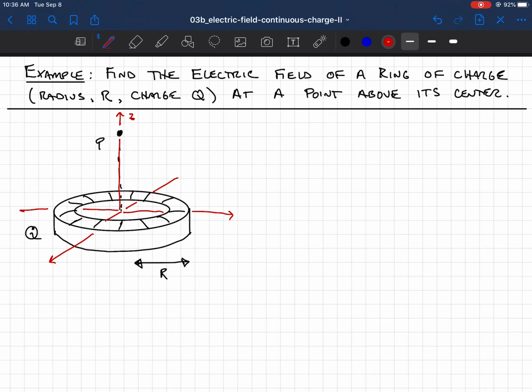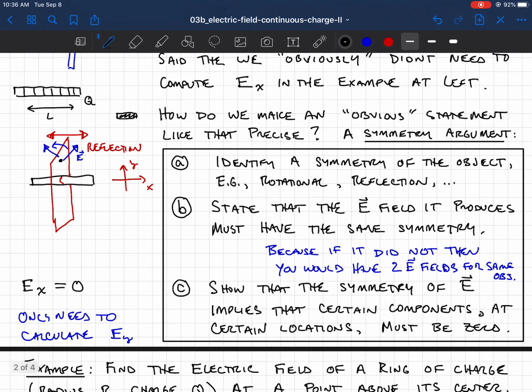But let's do it as a symmetry argument instead. So, qualitative consideration, symmetry. So let's take those steps that we had on the previous page.